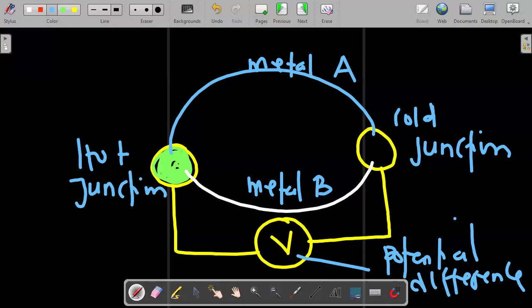You said the left side is called the junction. The left side, from where I'm sitting now, is the hot junction. The right side of me, where I'm sitting, is the cold junction. Yes, cold junction.